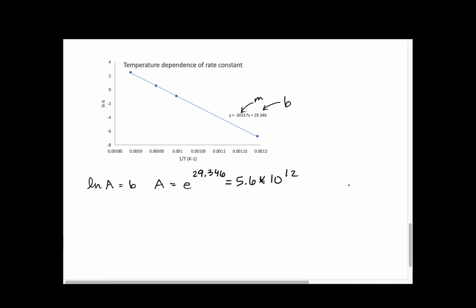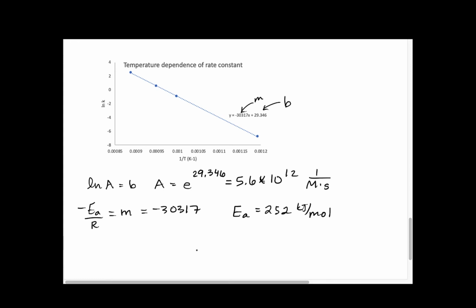Our units are going to be the same as what we had up above, so that was 1 over molar seconds. And then our activation energy, well, we know that our slope is minus E sub A over R is equal to M. So if we plug in minus 30317 and you solve for E sub A, you should get 252 kilojoules per mole for your activation energy.